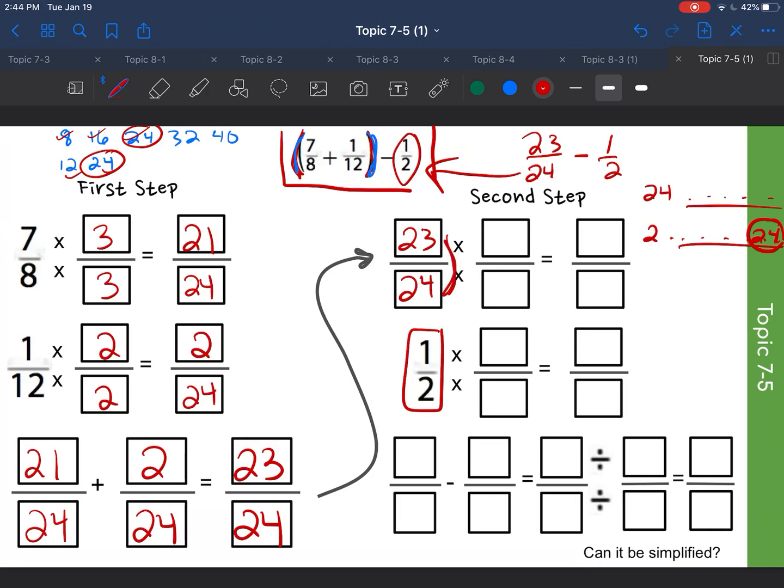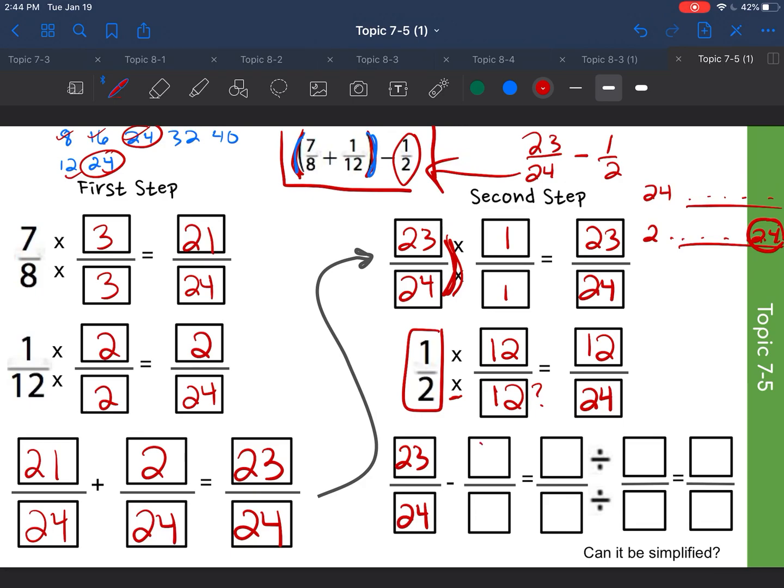So for this, we don't have to change 23/24. We can just keep it the same. So we can multiply by 1 to get 23/24. But for half, we want to multiply by something to get 24 as a denominator. 2 times what gives you 24? 12. Whatever you do to the bottom, you do to the top. So you get 12/24.